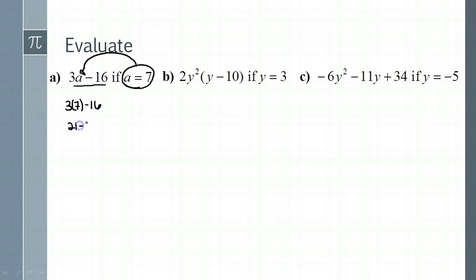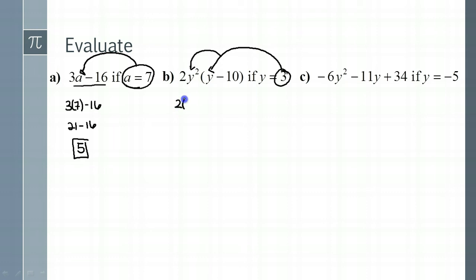3 times 7 gives me 21. 21 minus 16 should give me 5. Hopefully we remember how that works. Let's go ahead and take a look at letter B here. We're going to do the same thing, but this time we're going to make y 3, and we're going to put it into y in both places.